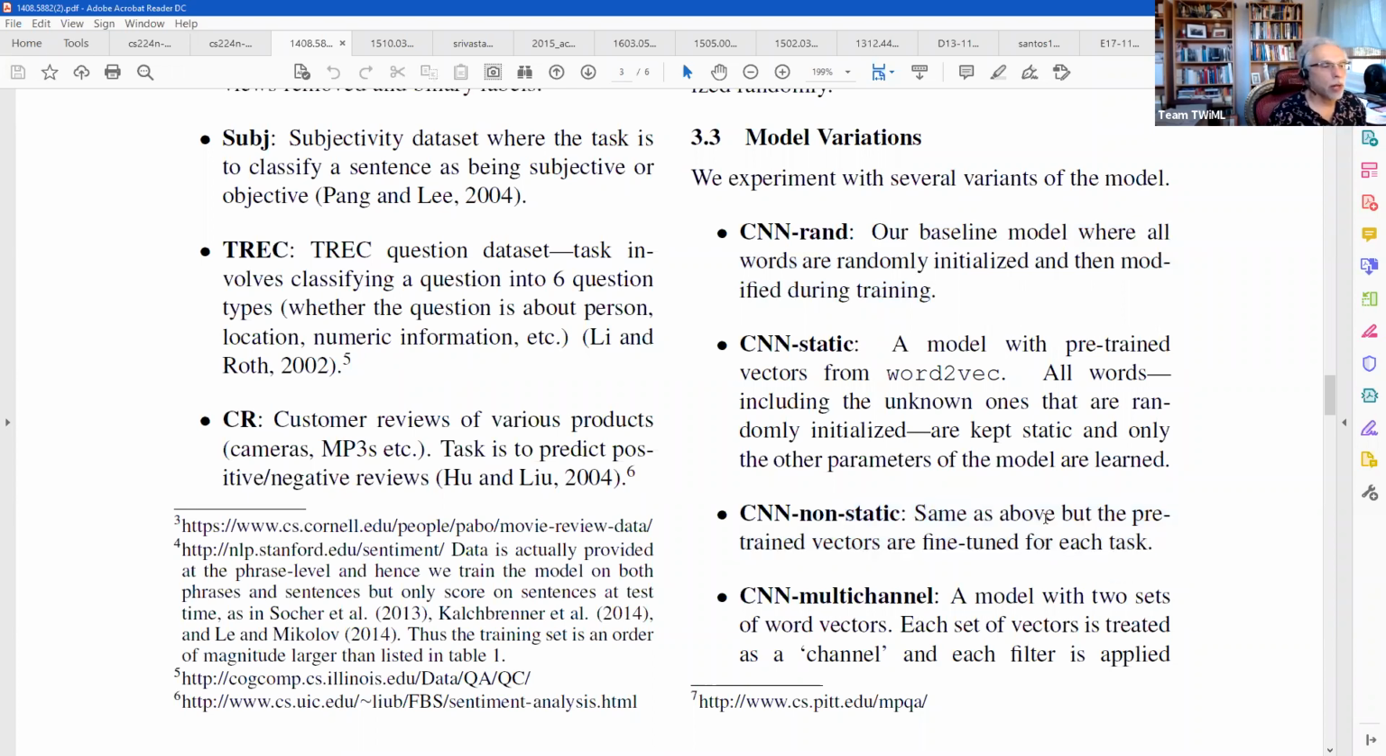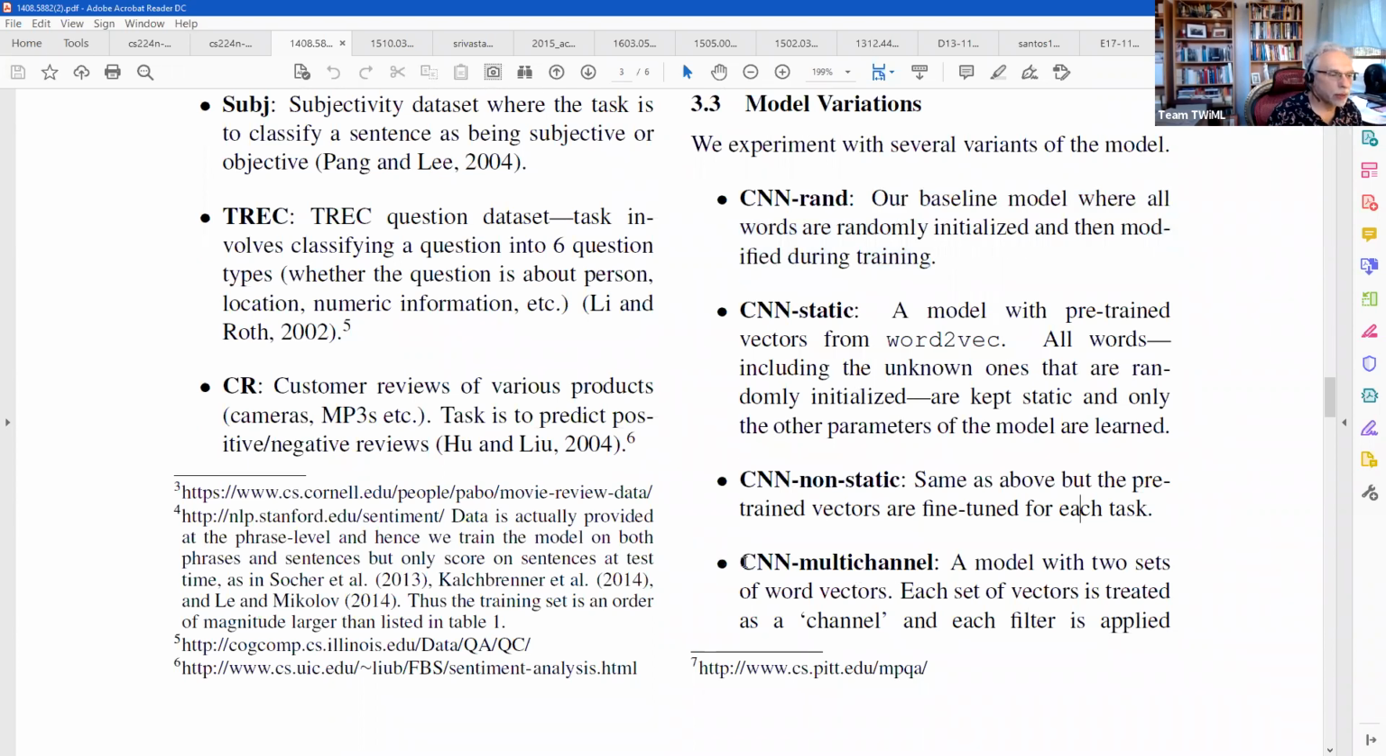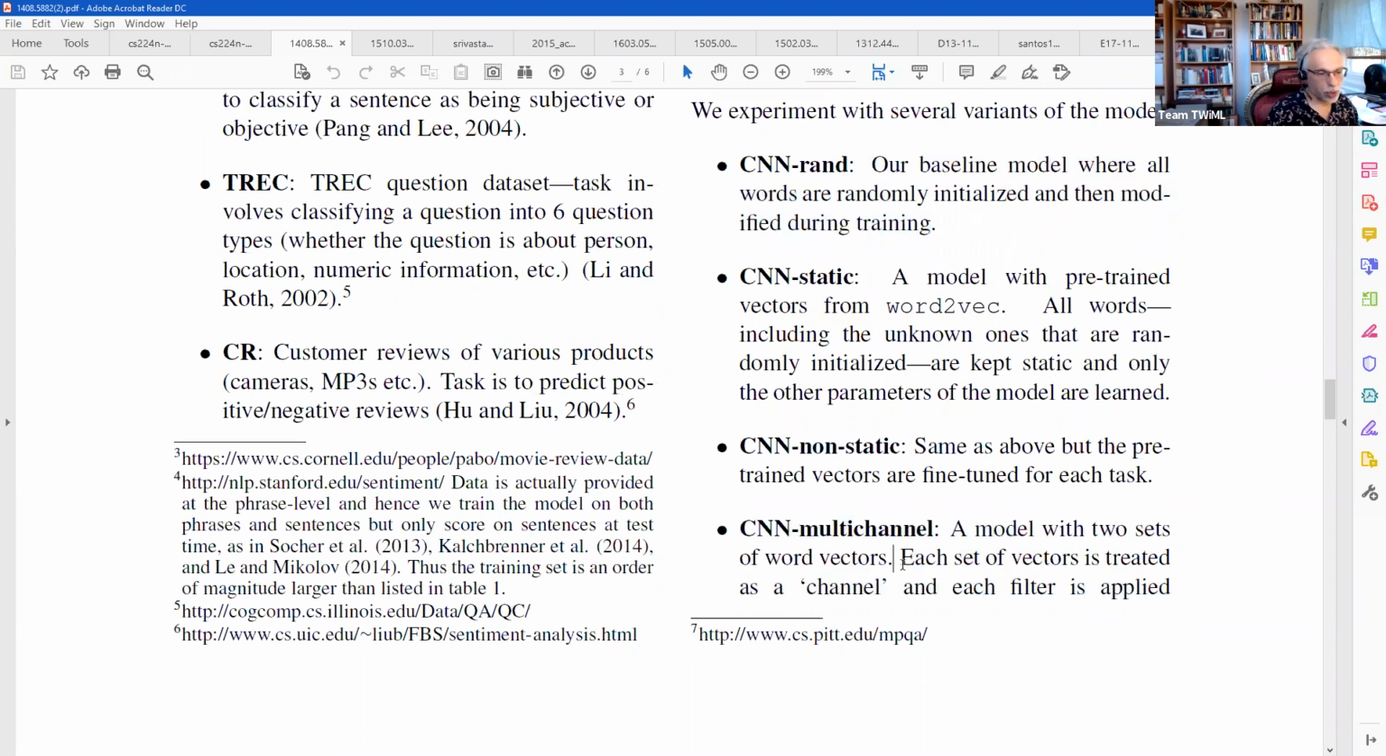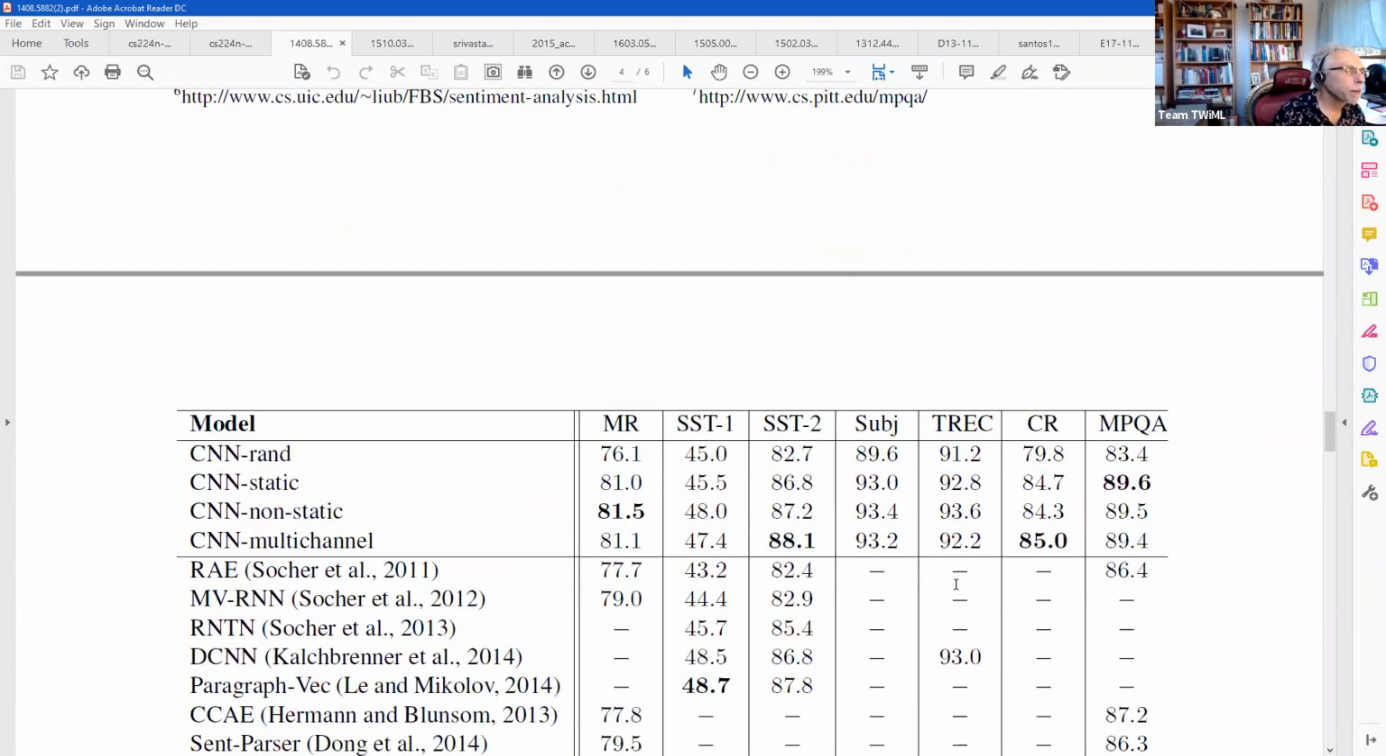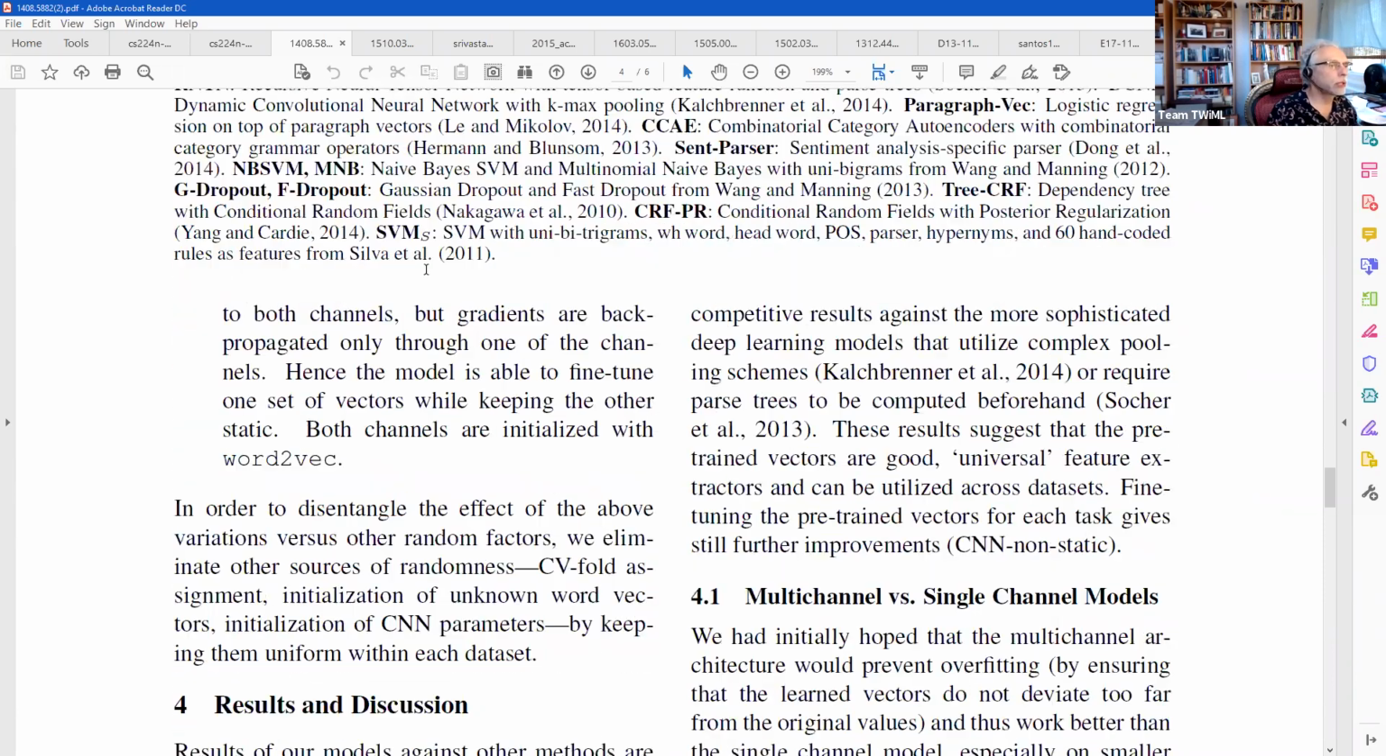Okay, so you start out with the pre-trained vectors and then you let it fine-tune. And then this is the one we were talking about, the CNN-multichannel, a model with 2 sets of word vectors. Each set of vectors is treated as a channel, and each filter is applied to both channels. And this is what the picture was showing. Gradients are backpropagated only through one of the channels, because the other one is static, right? So the model fine-tunes one set of vectors while keeping the other static.